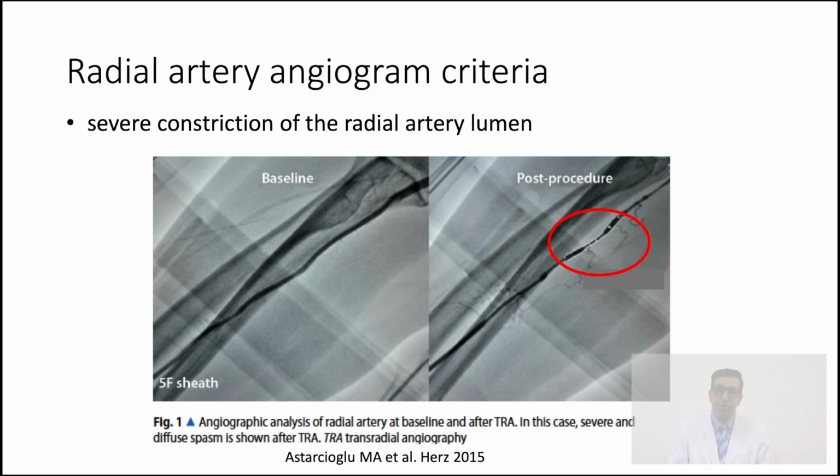The definite diagnosis of radial artery spasm can be made based on radial artery angiogram criteria. As you can see here, this is the baseline where there is no spasm, and after the procedure we can see a severe radial artery spasm, shown by the significant narrowing of the radial artery.